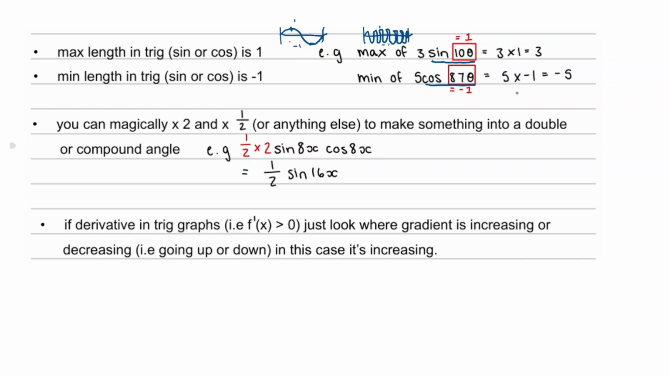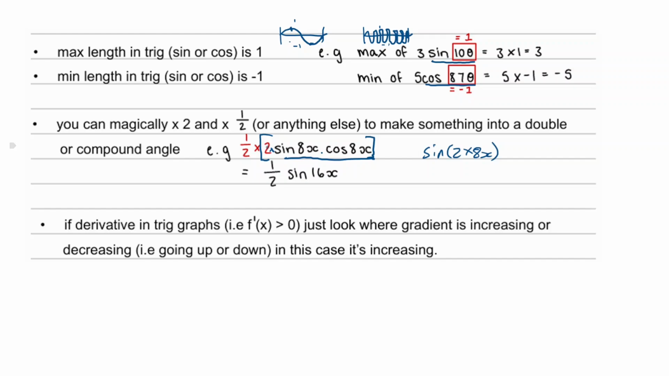I'll put it into an exam question as we get to the next thing. Something that will blow your mind is if they said, what is the maximum of sine 8x cos 8x? That means nothing to us really. And so you can magically times this by 2, because then this aspect of it would be a double angle. This is the double angle formula here. So it just becomes sine of double the angle.